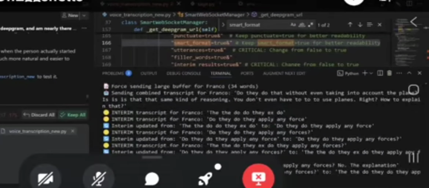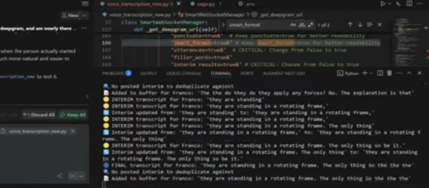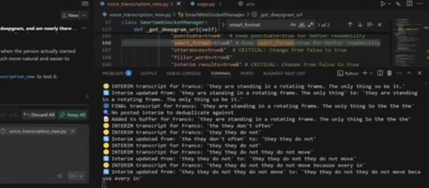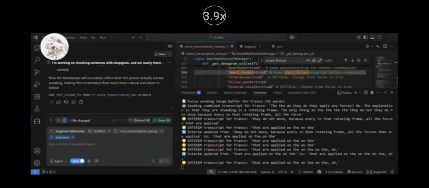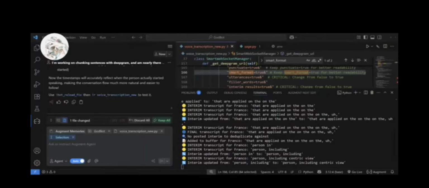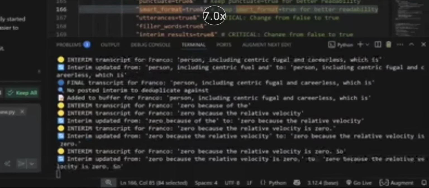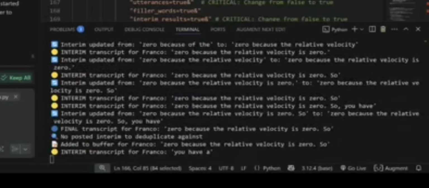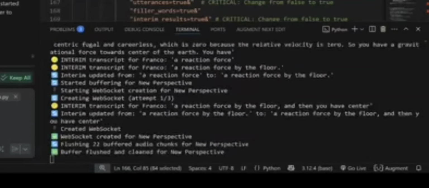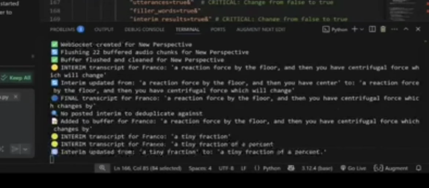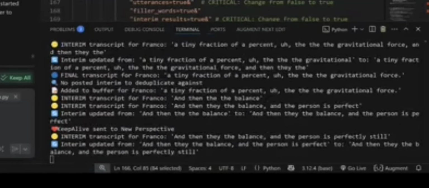No. The explanation is that they are standing in a rotating frame. They do not move, because in that rotating frame, all the forces that are applied on the person, including centrifugal and Coriolis, which is zero because the relative velocity is zero. So you have a gravitational force towards the center of the Earth, you have a reaction force by the floor, and then you have centrifugal force, which changes by a tiny fraction of a percent the gravitational force, and then the balance, and the person is perfectly still in the frame that's rotating with the Earth.